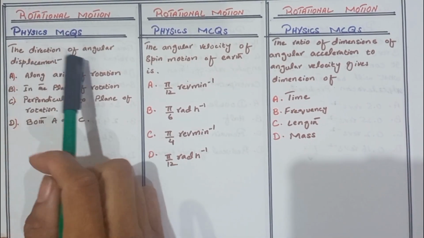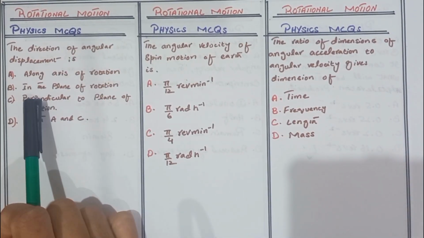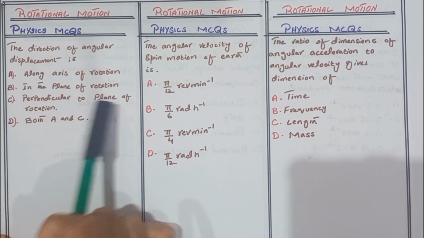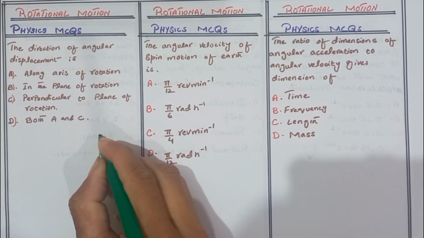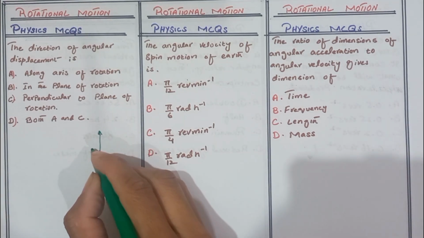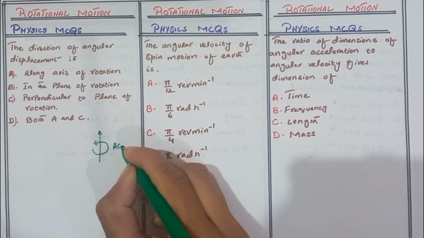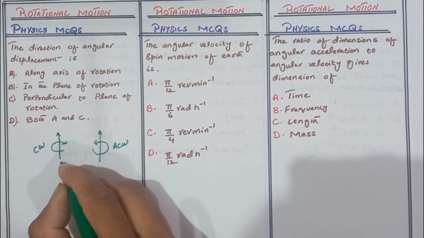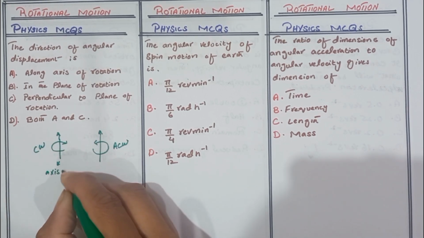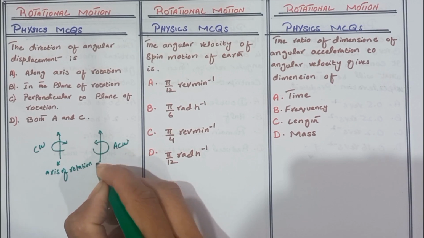First MCQ: the direction of angular displacement is along the axis of rotation, in the plane of rotation, perpendicular to the plane of rotation, or both A and C. We know that the angular quantities of the object, whether they are moving clockwise or anti-clockwise, this is the clockwise direction, this is the axis of rotation, and this is also the axis of rotation.